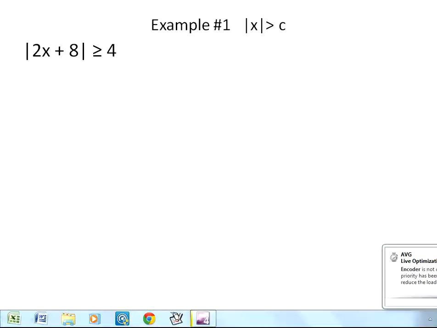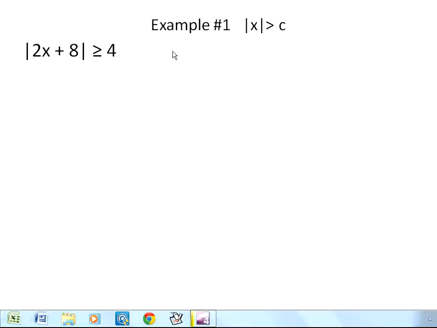Okay, this is the second example of absolute values and inequalities. And this one is going to take a look at the absolute value of something being greater than a number instead of less than. And so those solutions are going to be different looking, and the solution graph will also look different, or number line. And so we're looking at the absolute value of 2x plus 8 being greater than or equal to 4.